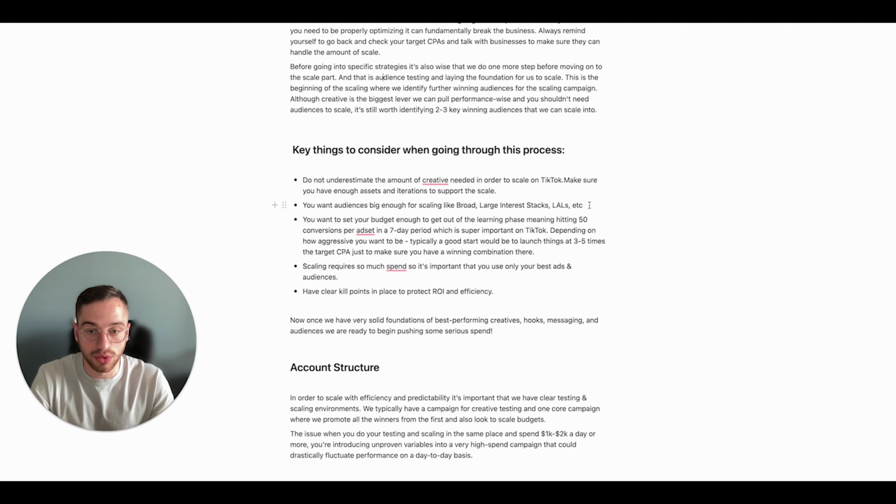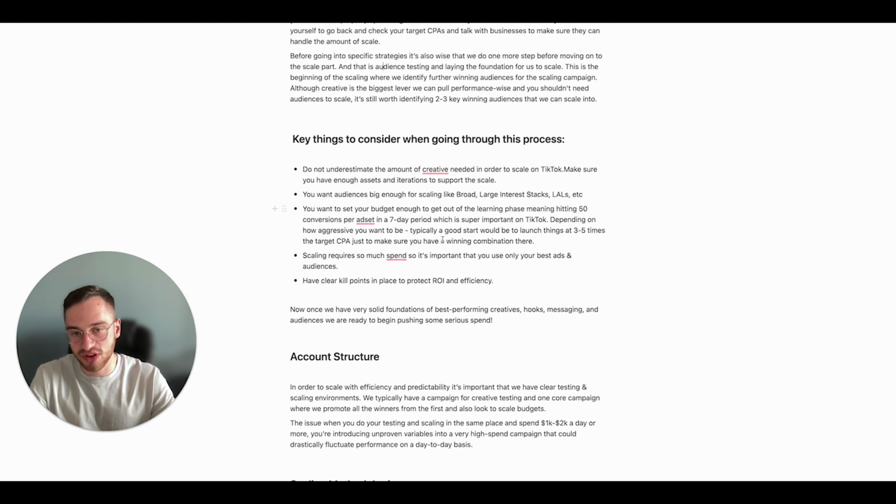And again, second, you want big audiences to scale. Do not go into low 6-figure audience sizes. Make sure they are broad, large interest tags, even lookalikes. I'll leave those as a last resort. I haven't seen very good results from them, but broad, large interest tags do tend to work very well.